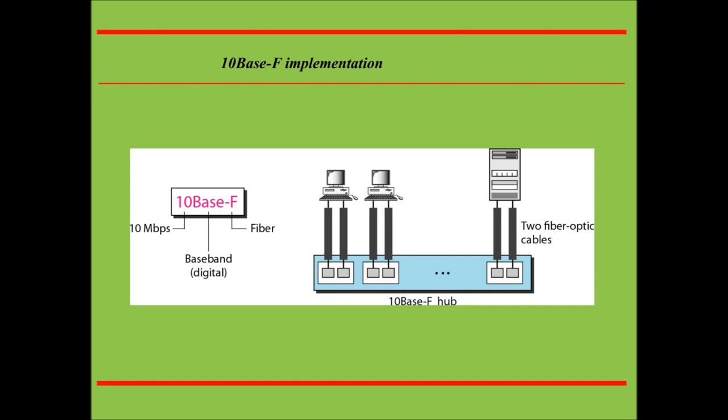A 10 base F implementation, 10 is 10 megabits per second, base is baseband digital transmission, and F is fiber. So a 10 base F hub, this is a centralized device which is being used over here, and different devices are attached to this hub with the help of fiber optic cable. So the difference between these implementations is the cable. Previously we used coaxial cable or twisted pair cable, and over here we are going to use fiber optic cable.